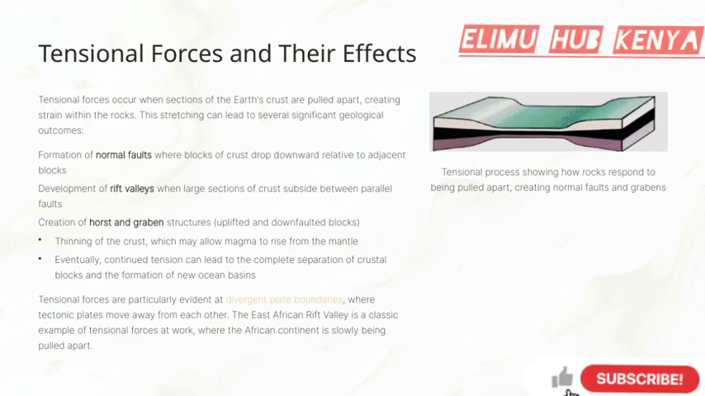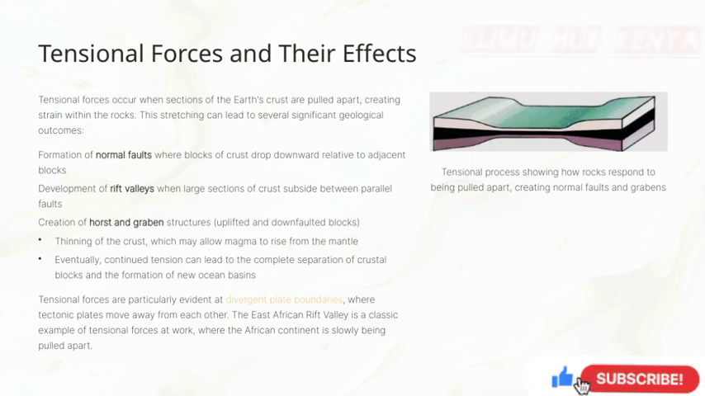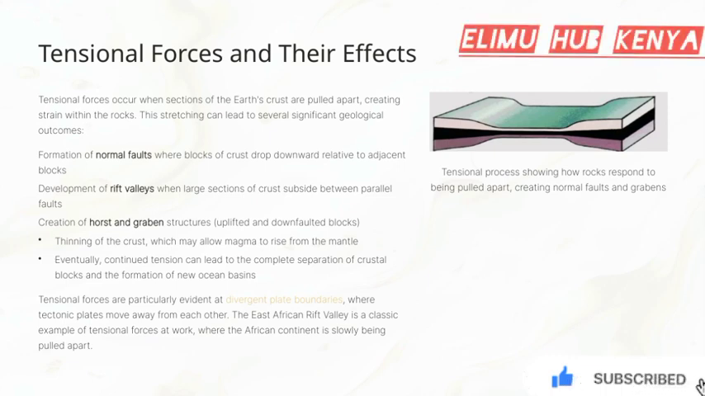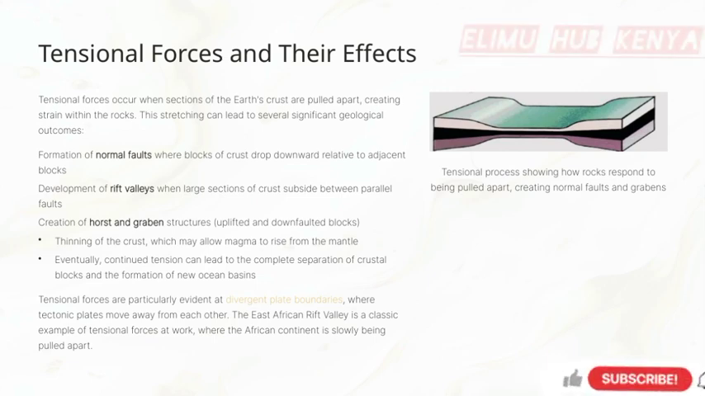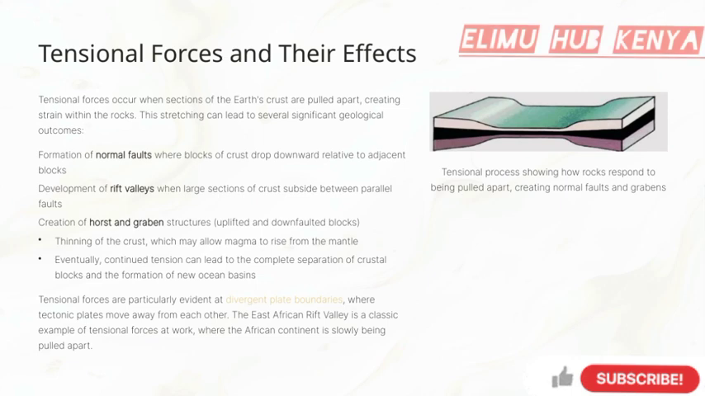Tensional forces can also cause the crust to thin, and this thinning can allow magma from beneath the surface to rise up. Over time, if the tension continues, it can even result in the complete separation of crustal blocks, leading to the formation of new ocean basins. We see these processes most clearly at divergent plate boundaries, where plates are moving away from each other. A prime example is the East African Rift Valley, where the African continent is slowly being pulled apart.